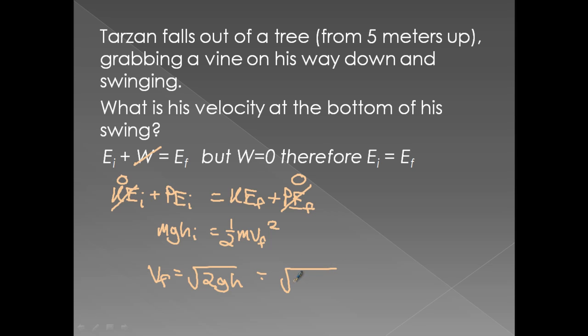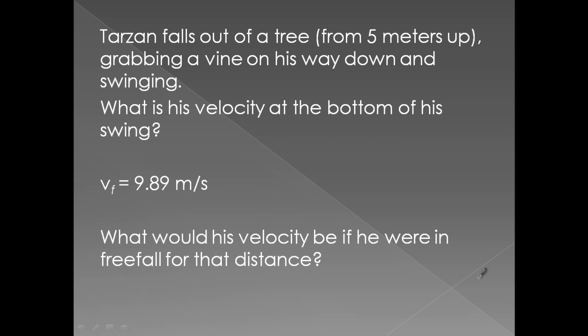Plug in some numbers. You get 2 times 9.8, your gravity, times your height of 5 meters. So you get a velocity of 9.89 meters per second. Pretty simple. So let's say he just fell out of the tree and didn't swing. What would his velocity be if he were in free fall for that distance?